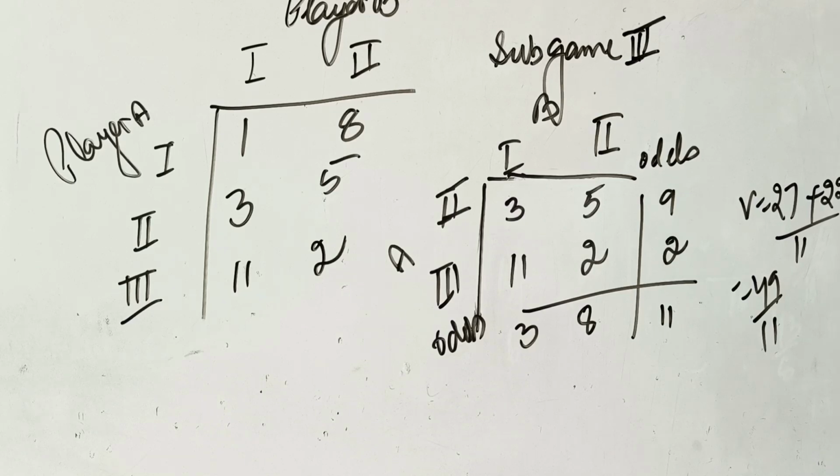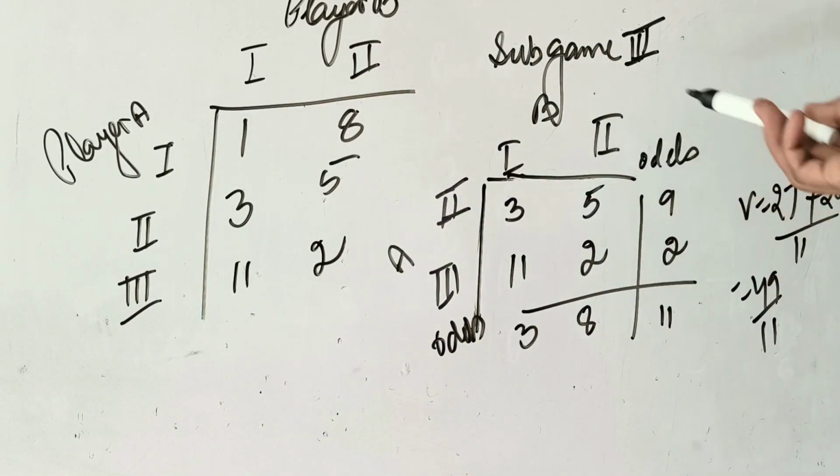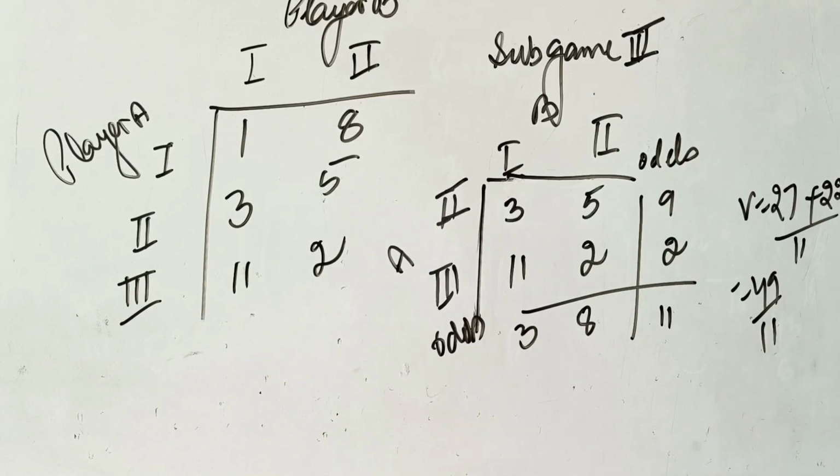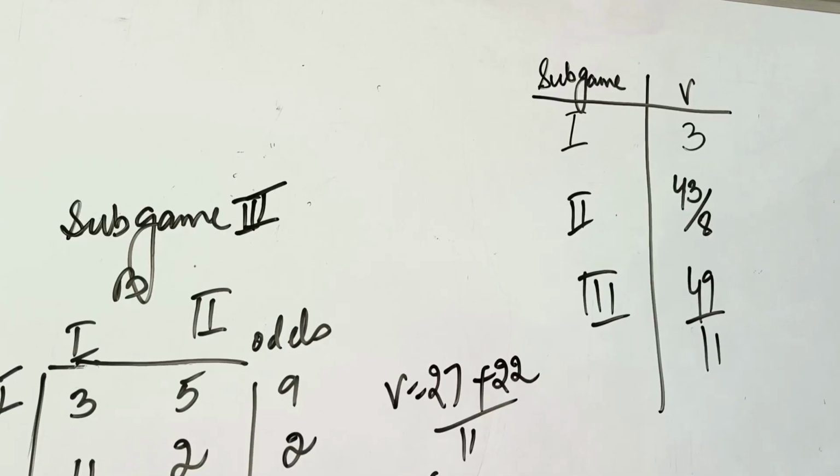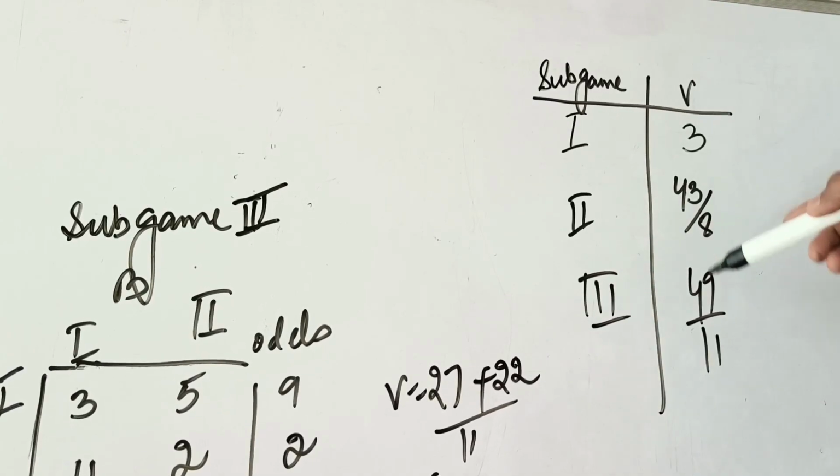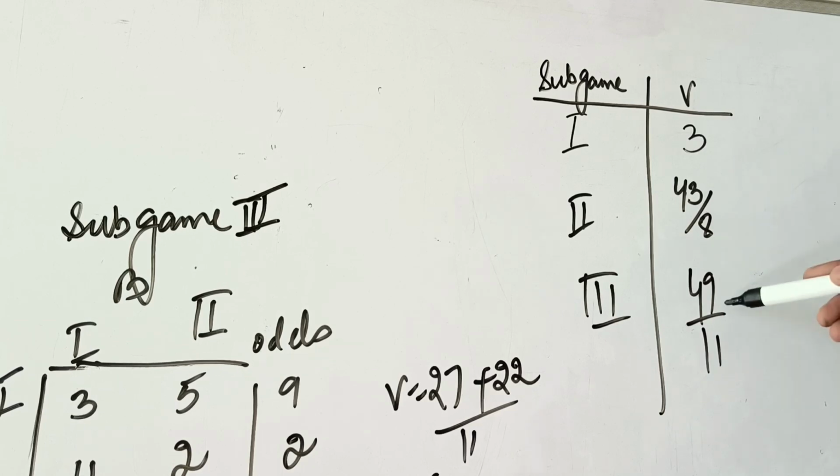Now let us choose, because the subgames are done. All the subgames we have designed. In the previous example, there were more strategies, so more subgames were designed. Here maximum 3 subgames can be designed. Now we will have to just note down all the answers that we got. From the answers of the subgames, we have got these 3 values, 3, 43 by 8 and 49 by 11. So which one to choose?